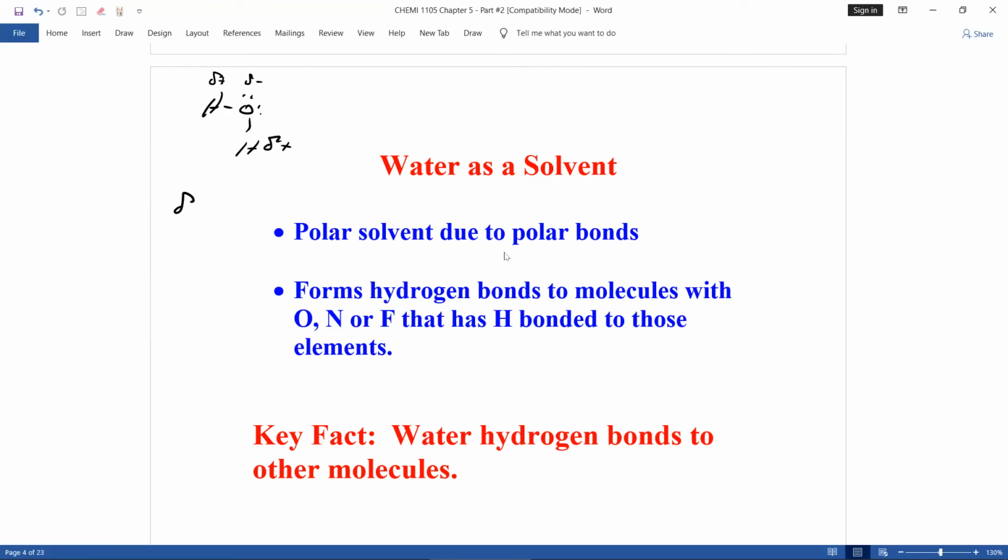This means lowercase delta, slightly or a little. So it's polar because it has polar bonds. And it forms hydrogen bonds, hydrogen bonding to molecules with oxygen, nitrogen, or fluorine that has a hydrogen on it.